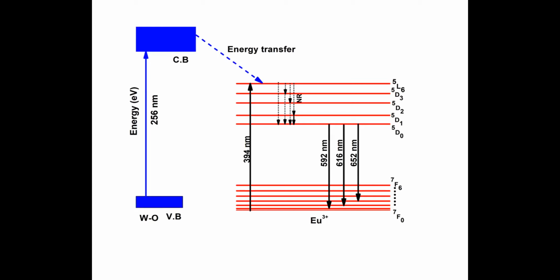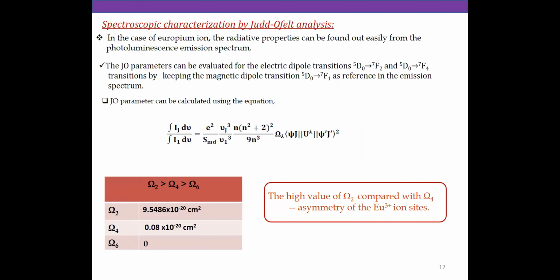While under direct excitation, that is under 350 nanometer, 394 nanometer excitation, the europium ions will get excited to their excited level. From there, they will get de-excited to the 5D0 level. From the 5D0 metastable level, we get the different distinguished characteristic emission peaks of the europium ion in the case of direct excitation also. Next slide, please.